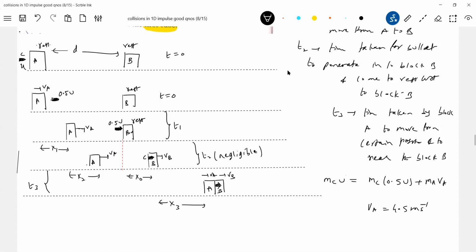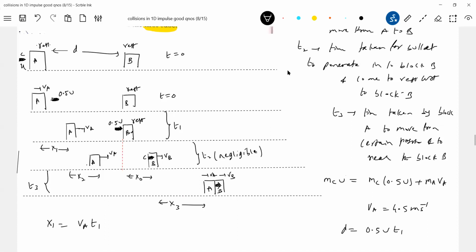Now, what about X1? Can we calculate X1? The bullet will take some time to move a distance D. So what is the distance moved by the bullet from block A to B? D is equal to 0.5 U into T1. So I'll get T1. Then from that T1, I can calculate X1. X1 is equal to V A into T1.